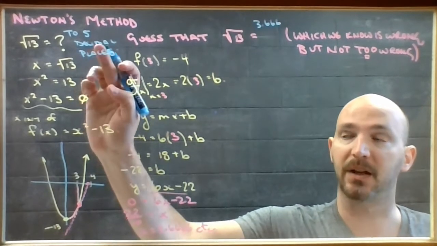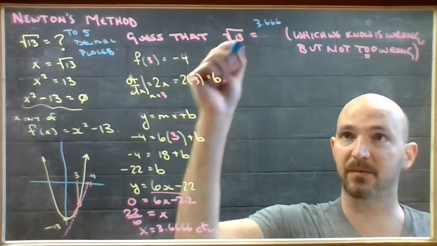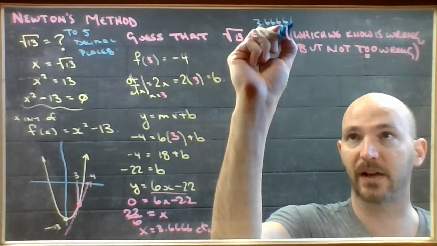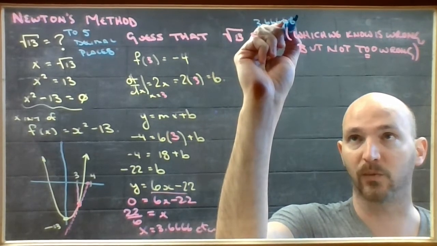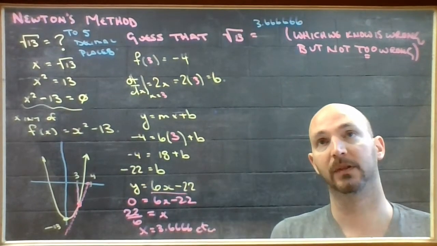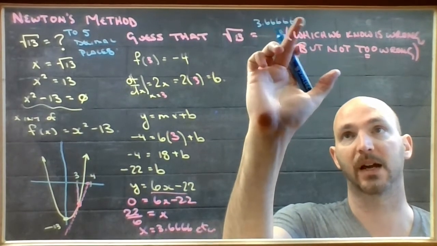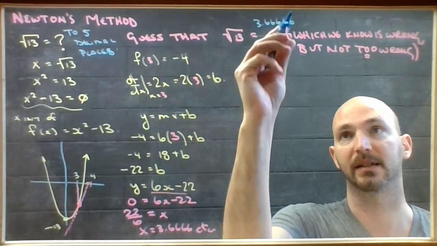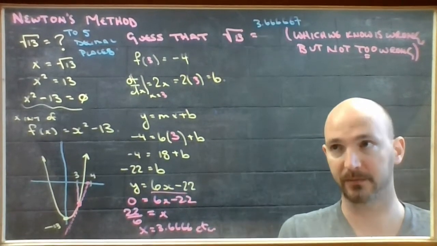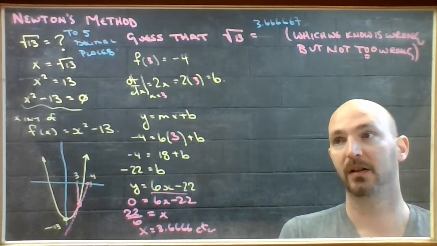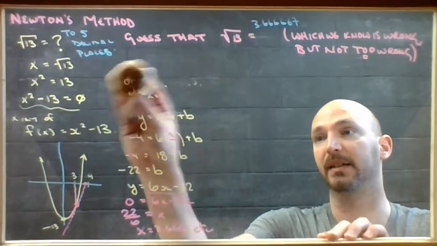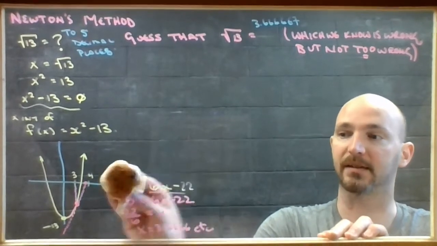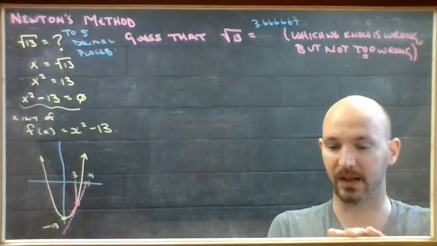So I'm going to take this new guess and pop it up here. 3.666. And because I'm trying to be accurate to 5 decimal places, I need to keep those 5 decimal places and one more. And I can round it off at that place. So that would be 3.66667 if I round it up. Okay, so I'm going to erase this stuff, take my new guess, and run it through the same process.